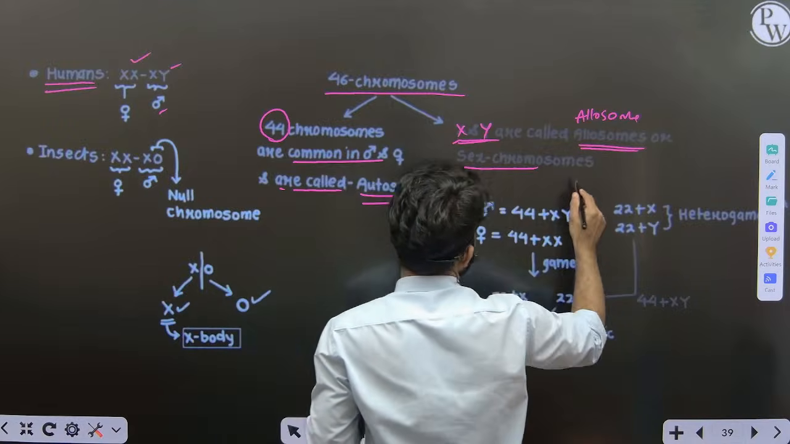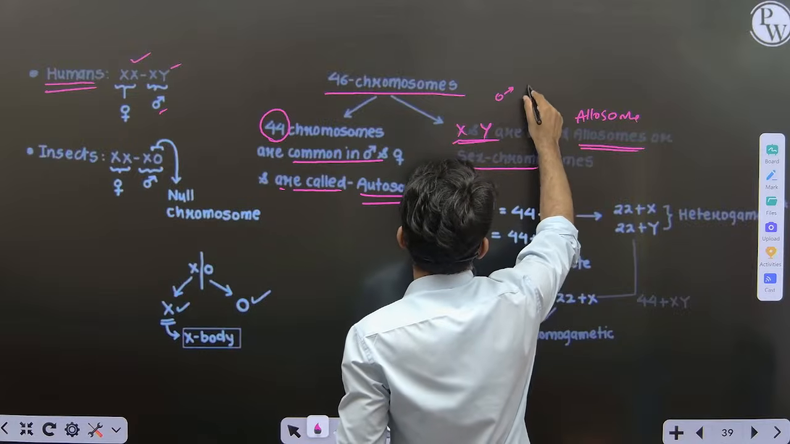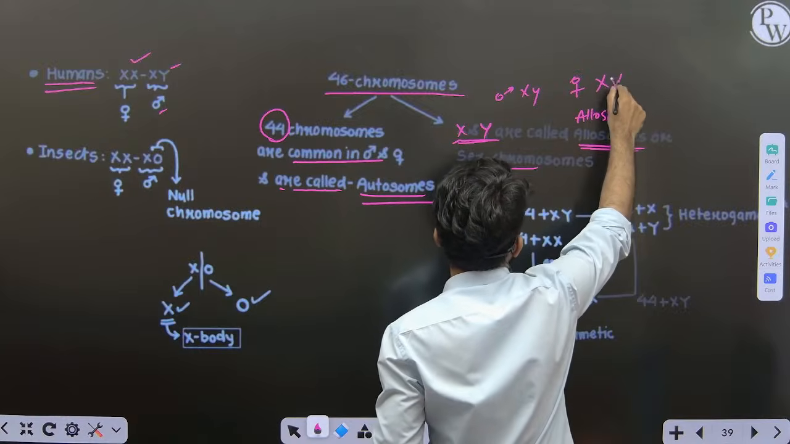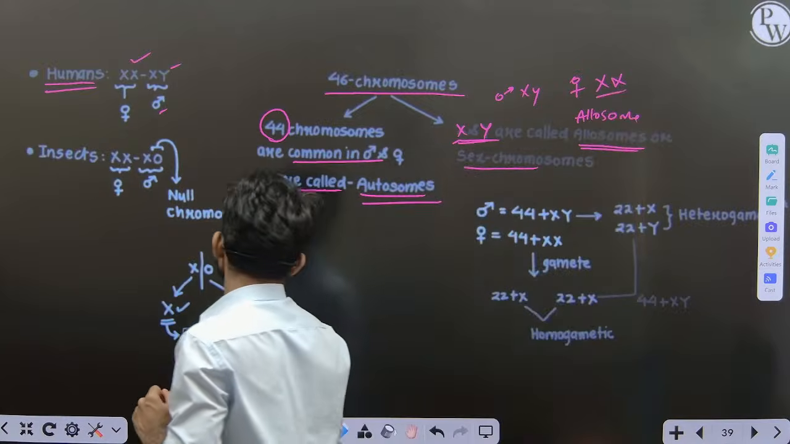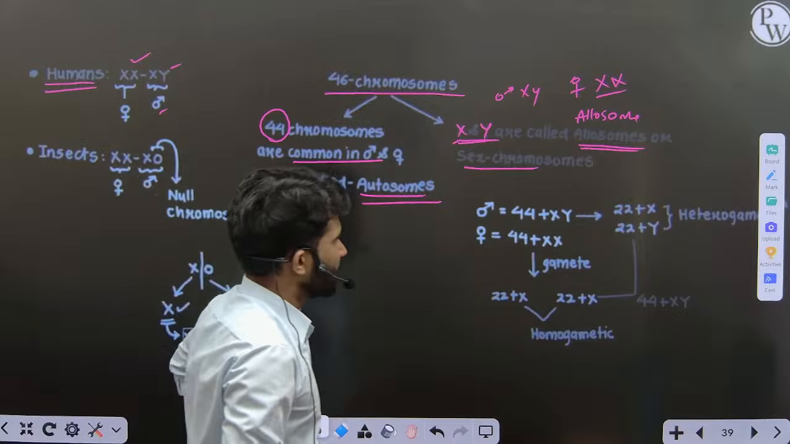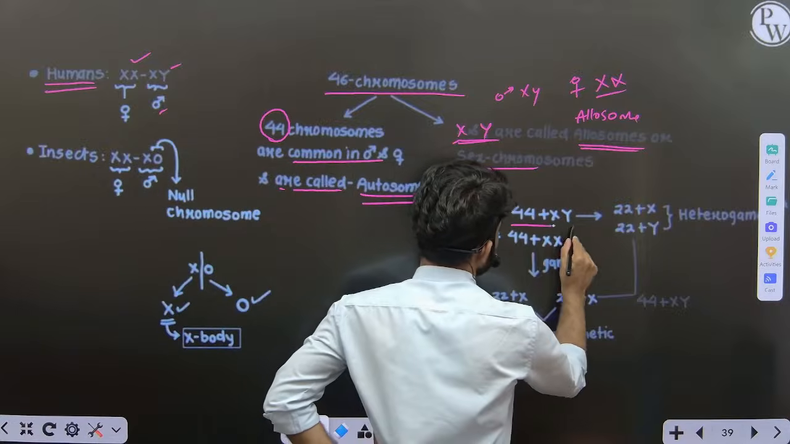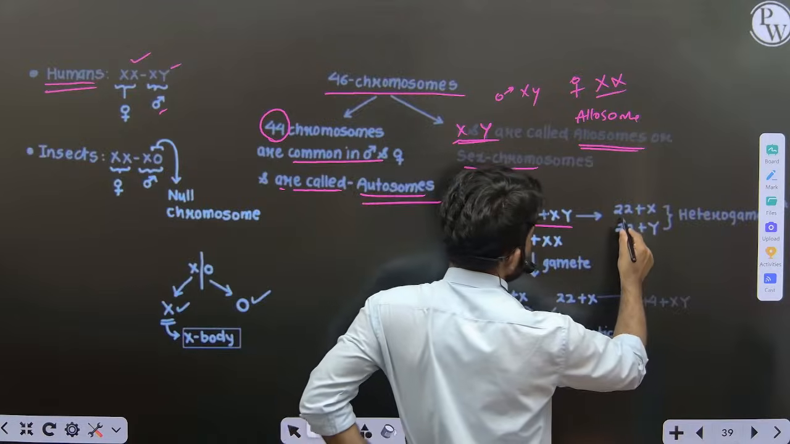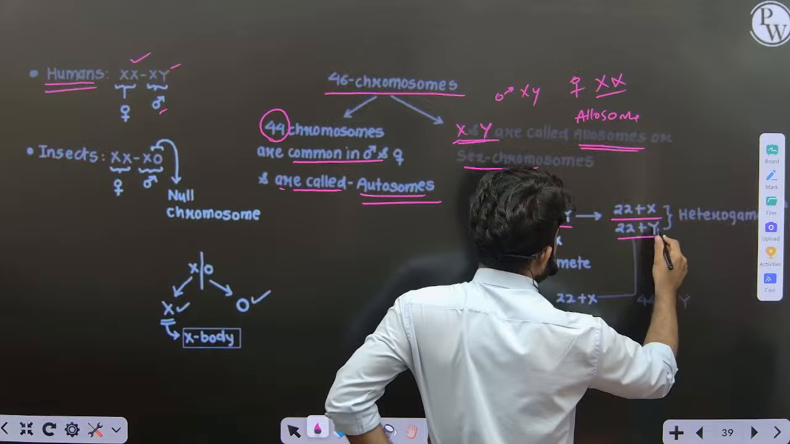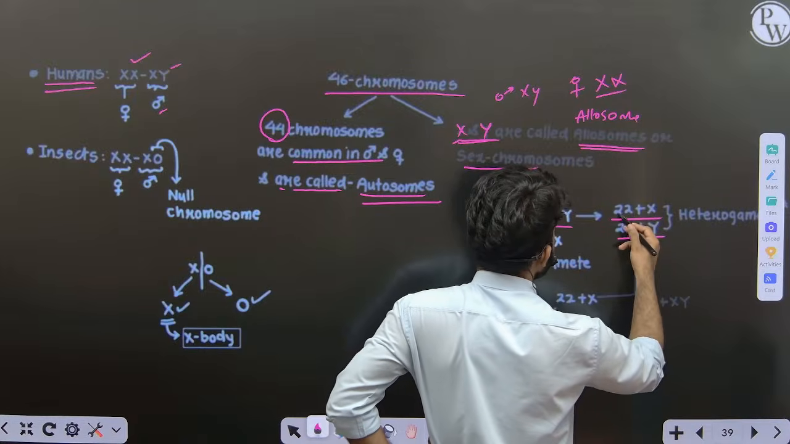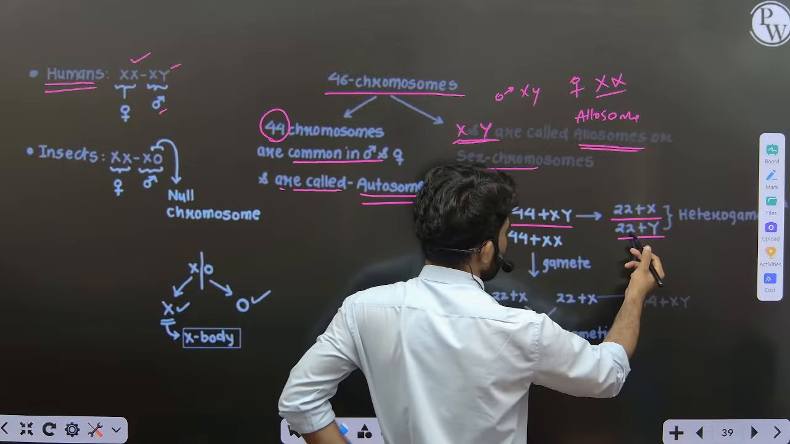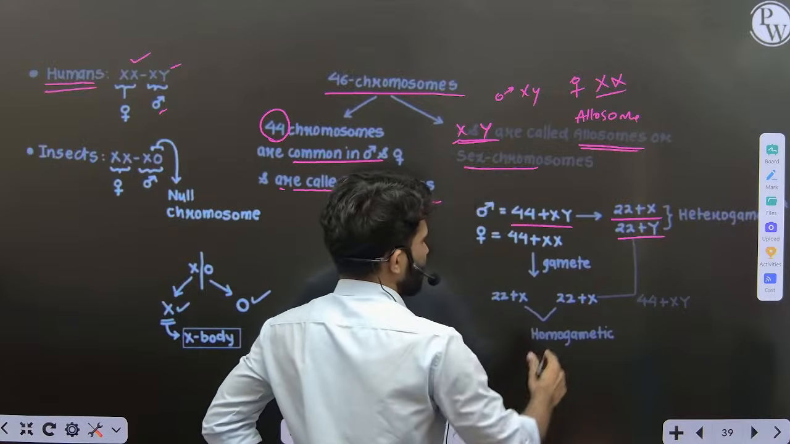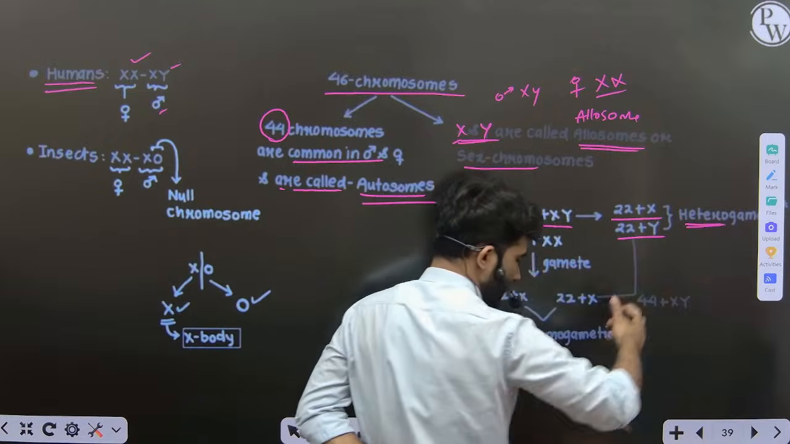In case of human male, there is a Y chromosome. In case of female, there are two X chromosomes. Here you can see the autosomes are 44 plus XY, the chromosomal combination. So the male is heterogametic: one gamete consists of 22 autosomes and 1 X chromosome, another gamete consists of 22 autosomes as well as 1 Y chromosome. That is a heterogametic condition.